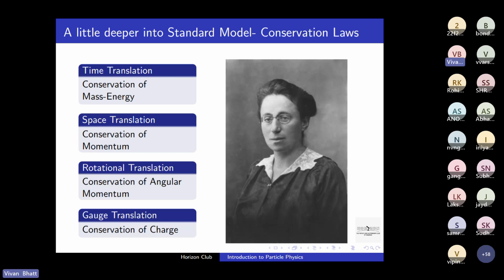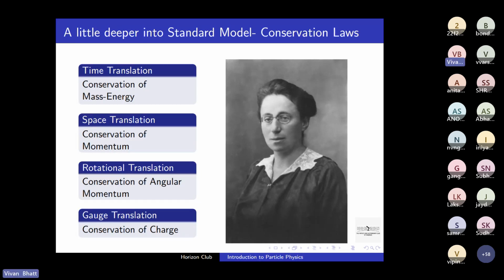Coming back, she came up with this brilliant, beautiful, and beautifully simple thing called Noether's theorem, which talks about symmetries and conservation laws. What it says is that any symmetry that exists in a system gives you some quantity that is conserved. So when I talk about symmetries, what do I mean? Like here, you see time translation, space translation, but what exactly does that mean?